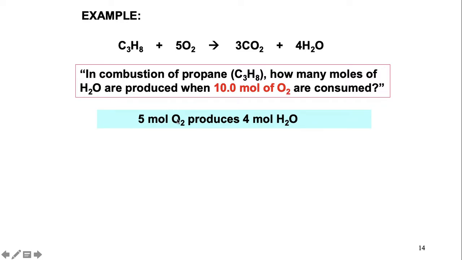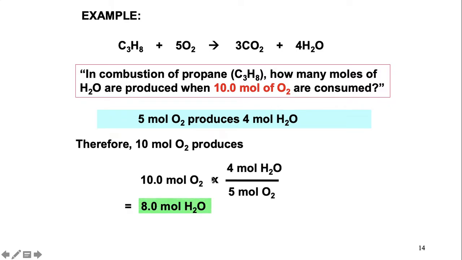So 5 mole of oxygen, this is the ratio from the chemical equation. So 5 mole of oxygen produces 4 mole of water. Okay, from the chemical equation, 5 mole oxygen produces 4 mole of water. The actual number of mole, you have 10 mole of oxygen. So you can get 8 mole of water if you have 10 mole of oxygen.